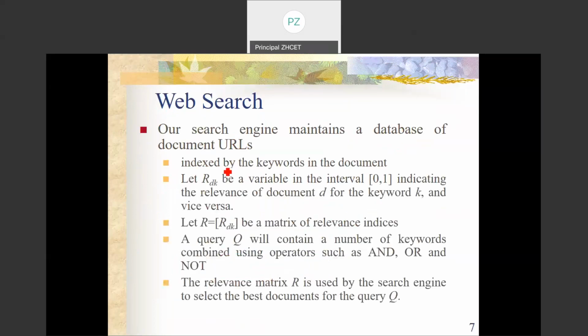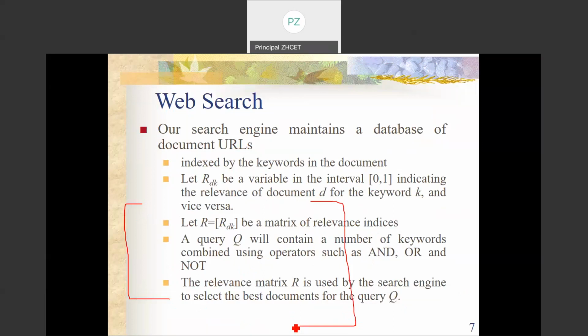Our search engine maintains a database of document URLs indexed by the keywords in the documents. So let R_DK be a variable in the interval 0 to 1, indicating the relevance of document D for the keyword K and vice versa. Let R be a matrix of all such relevance indices. A query Q will contain a number of keywords combined using operators such as and, or, and not, as we have seen earlier. The relevance matrix R is used by the search engine to select the best documents for the query Q, right? So basically we are having a large matrix, not necessarily a square matrix.